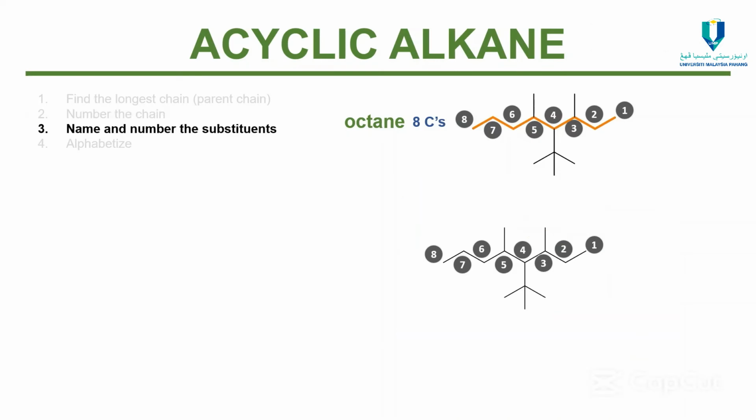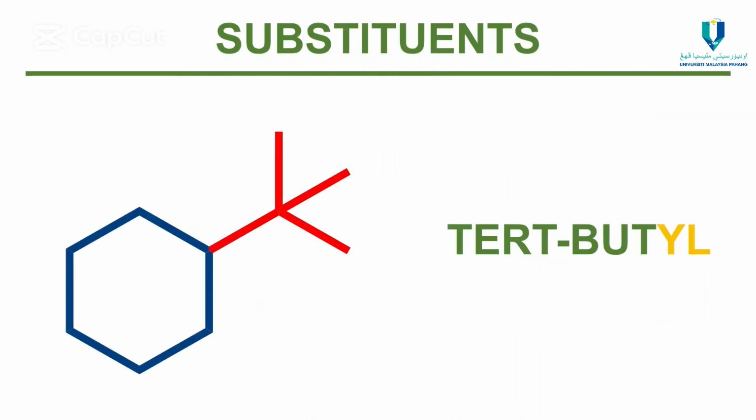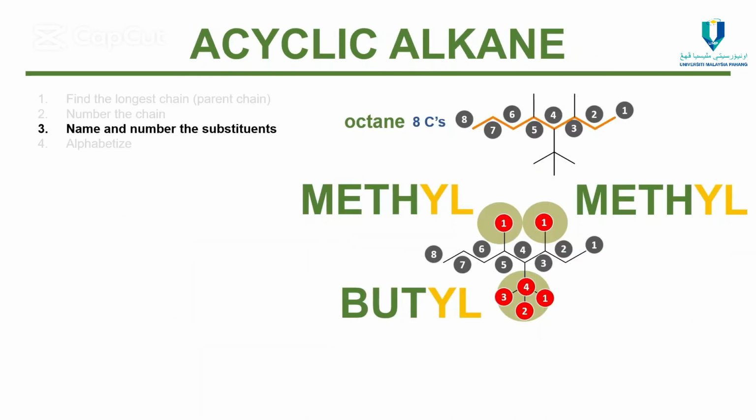You have to name and number the substituents. So we have 3 substituents here. We have 1 carbon, which is methyl, and then we have another 1 carbon, which is methyl, and then the third substituent is 1, 2, 3, 4 carbon. Should be butyl, but remember this one? This is tert-butyl, so this should be tert-butyl.